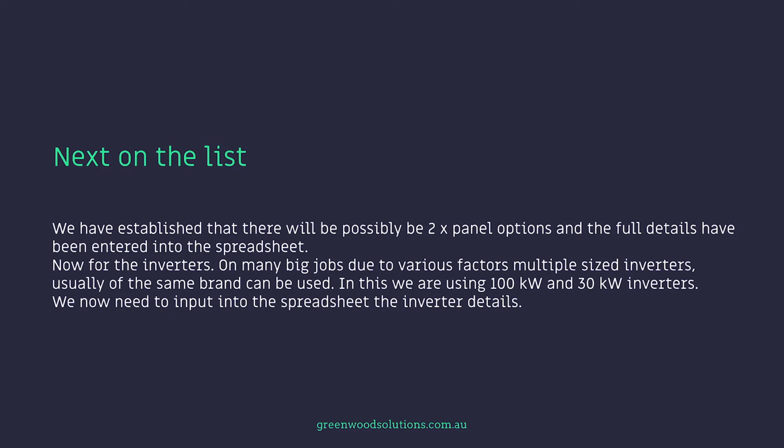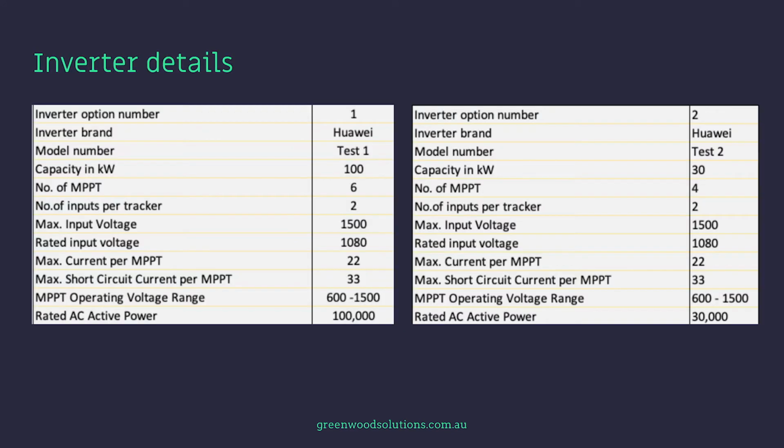Now for the inverters, on many big jobs due to various factors, multiple size inverters, usually of the same brand, can be used. In this case we are using a 100 kilowatt and a 30 kilowatt inverter, and we now need to input into the spreadsheet the inverter details. And you can see, much like the panel option information, we've entered all the relevant details of the inverters.